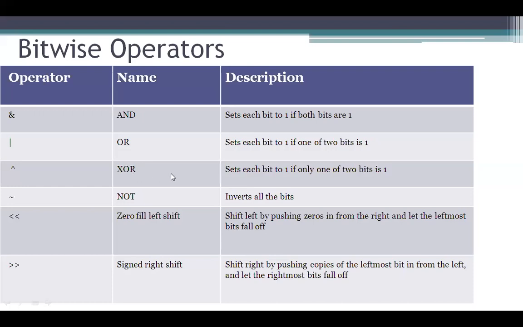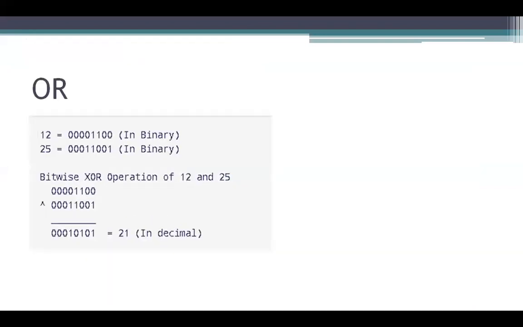XOR. What happens when we apply the XOR operation to x and y is, it sets each bit to 1 if only one of two bits is 1. So we can see here XOR.